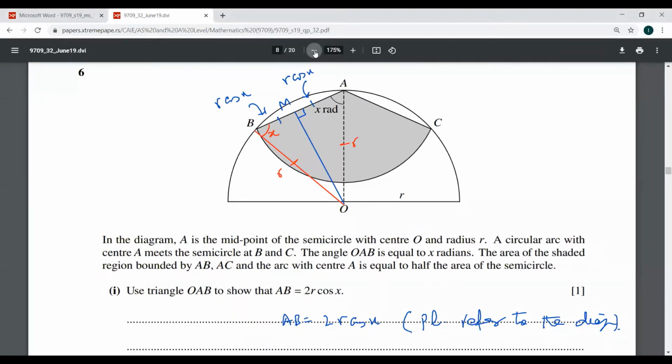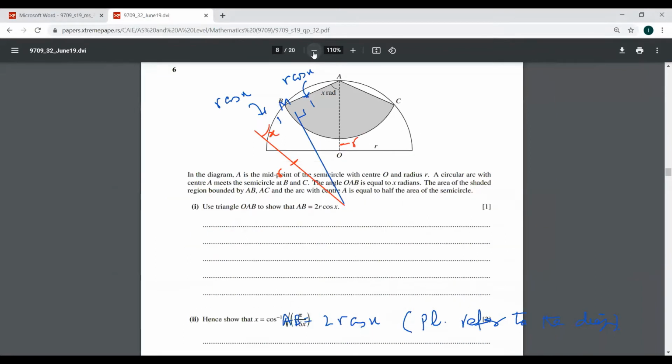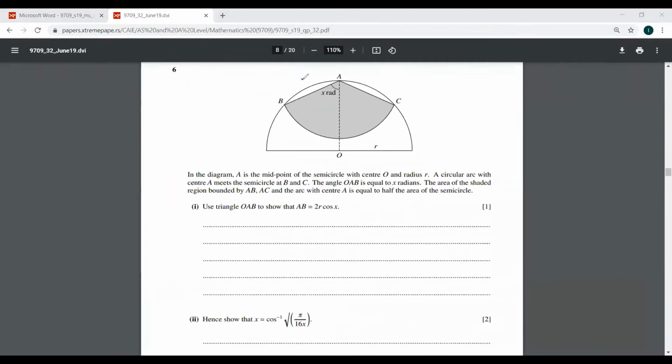Okay, now I have to just minimize this so that I can do the next part here. Okay, so remember, now we have this AB is 2R cos X over here. It says, hence. Now, what do you get from this word hence here? Yeah, we have to use part one's working. So hence show that X is cos inverse of all of this, okay? So this means I have to use this condition as well, that the shaded area is equal to blah, blah, blah. Okay. Now, what is this shaded area?